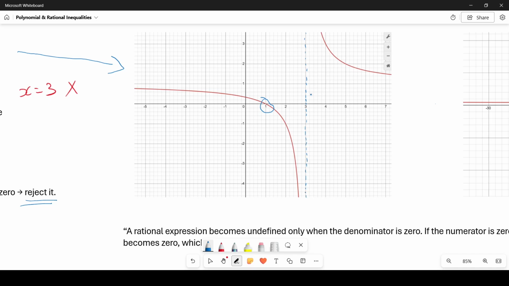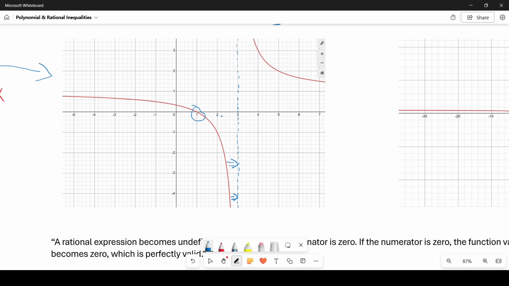Vertical asymptote means when x values are moving closer to this point 3, the y value will be maximum. I mean the infinity, minus infinity, the maximum. Suddenly when the x values touch the 3, the minus infinity jumps to the positive infinity here. So the sign is flipping. Okay, the sign is flipping. Then again this graph will continue like this, going slowly down. This is called a vertical asymptote.